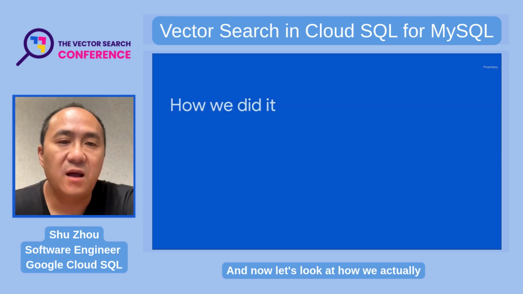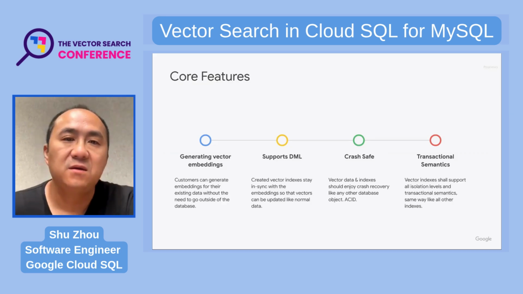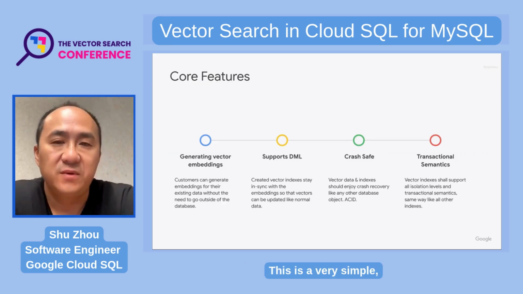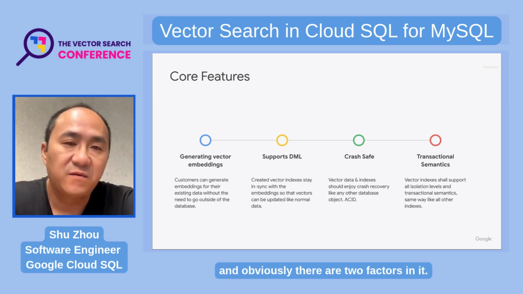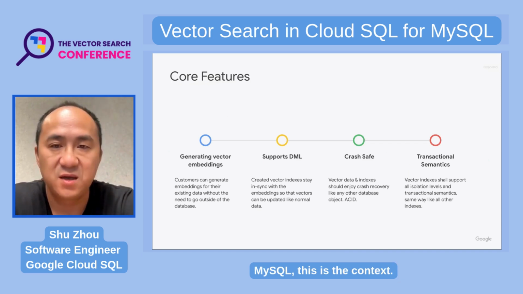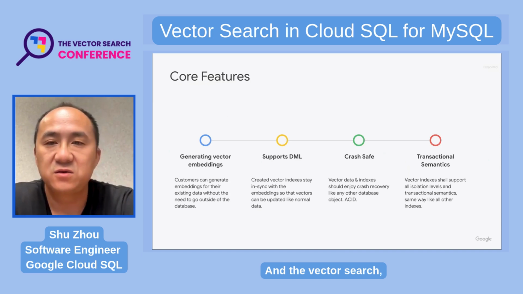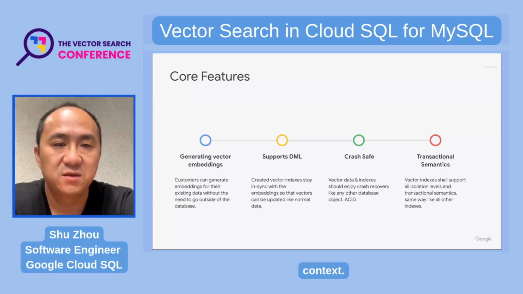Now let's look at how we actually did it. The vector search in MySQL. This is a very simple, straightforward phrase. And obviously there are two factors in it. MySQL, this is the context. And the vector search, this is the innovation we wanted to add to this context.